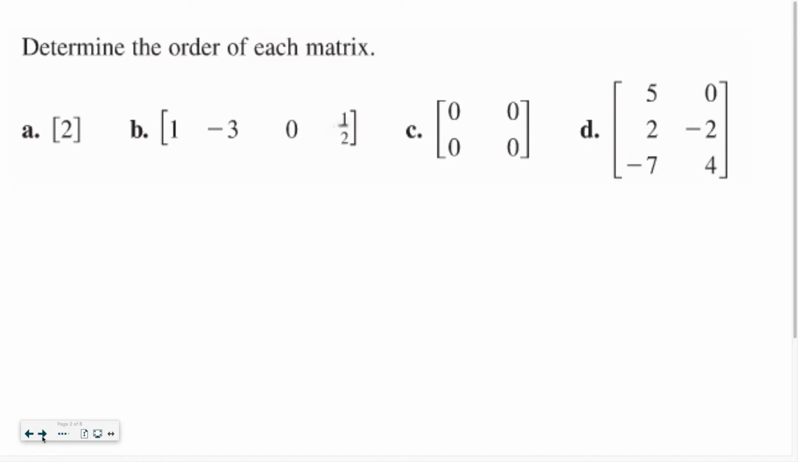C is 2 by 2. I get confused which one is rows. I just have to remember columns. I feel like rows can be either way.